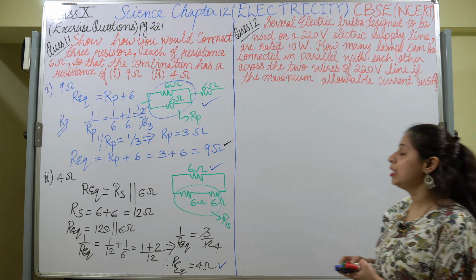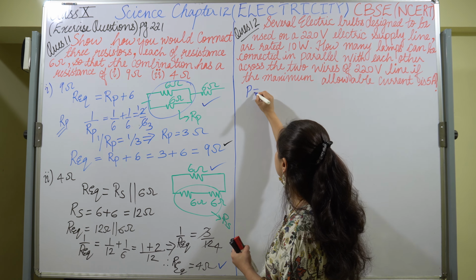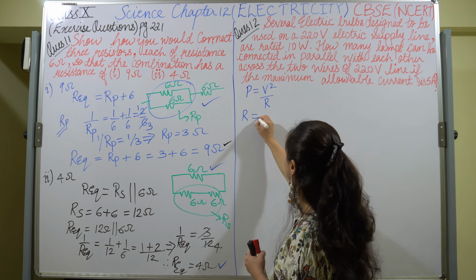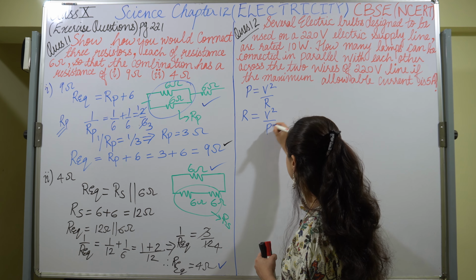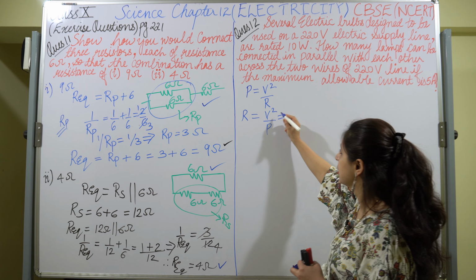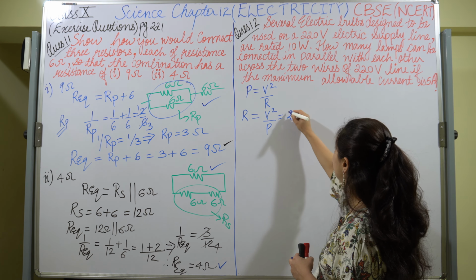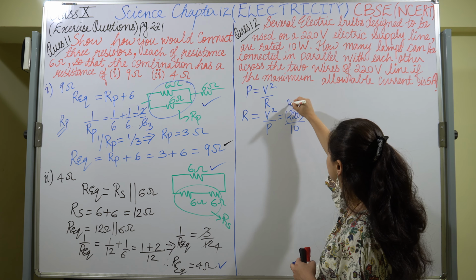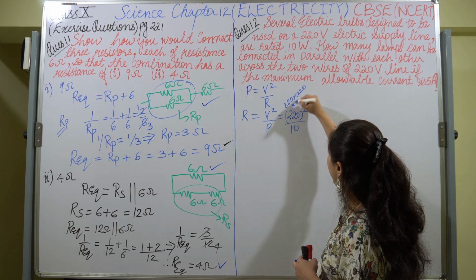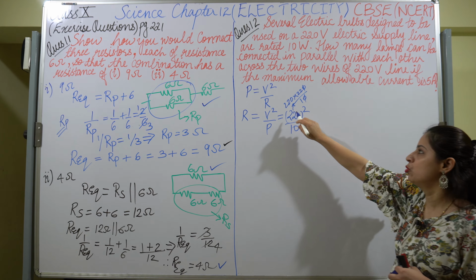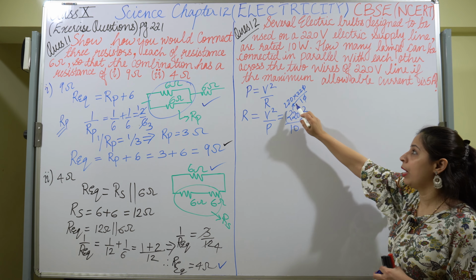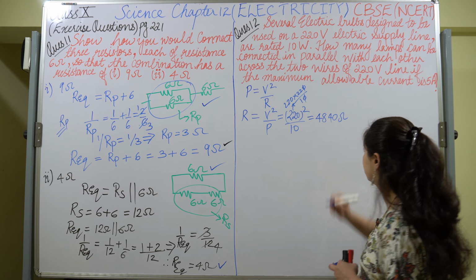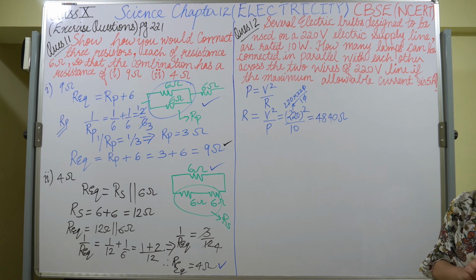We already know the formula that P is equal to V square upon R. So from here we can easily find the value of R to be V square upon P, which will be equal to 220 square upon 10. That gives 220 into 220 upon 10, which is 22 into 22 and 1 with 1 zero. So this will give us 4840 ohms.